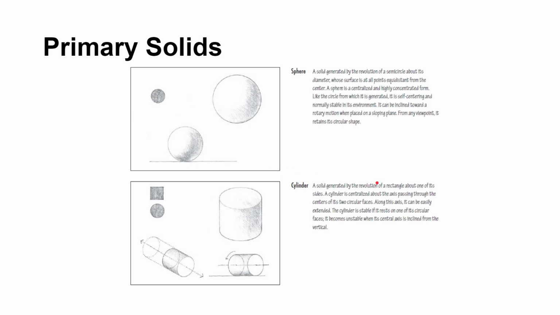From any viewpoint, the sphere retains a circular shape. It is self-centering and normally stable in its environment. For example, a ball, your marbles or toys, or anything that's circular. You can understand that its composition is usually stable when it's placed in a space, unless it's on a slope where it will roll. Next, the cylinder. A cylinder is a solid generated by the revolution of a rectangle about one of its sides.